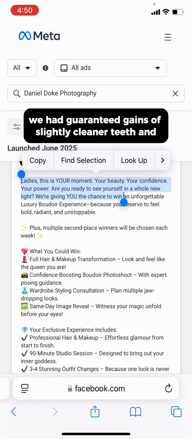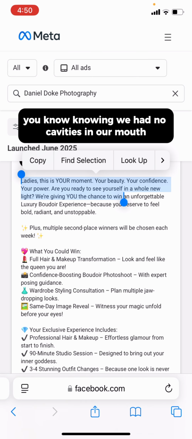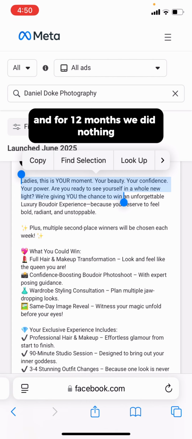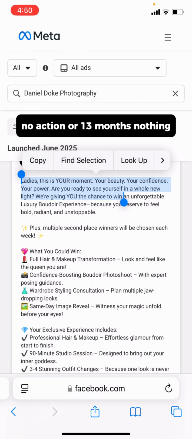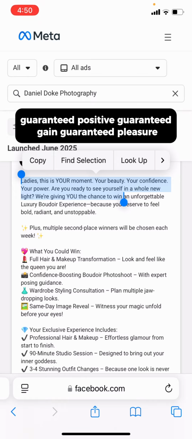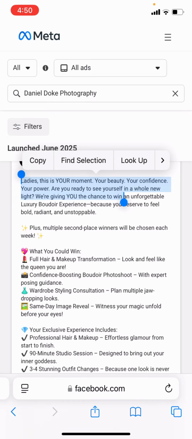Literally 13 months, we had guaranteed gains of slightly cleaner teeth and we had no cavities in our mouth. And for 13 months, we did nothing, no action. That's 400 days. No action, get guaranteed positive, guaranteed gain, guaranteed pleasure.